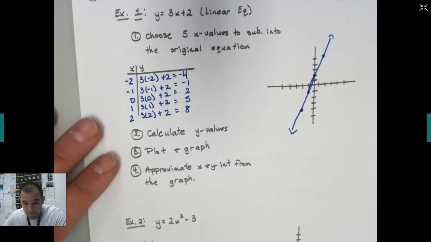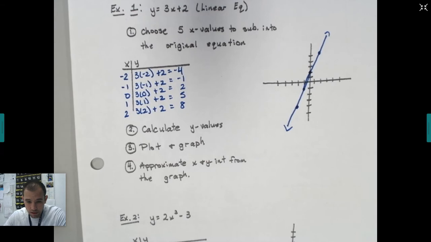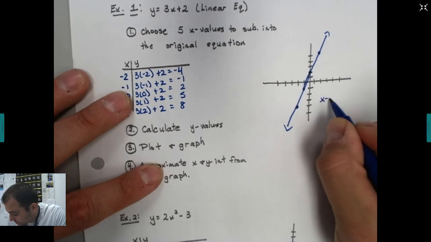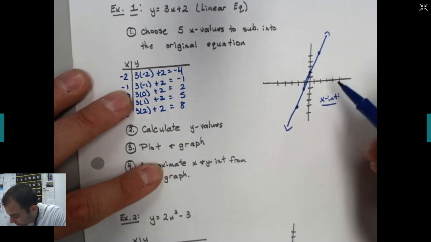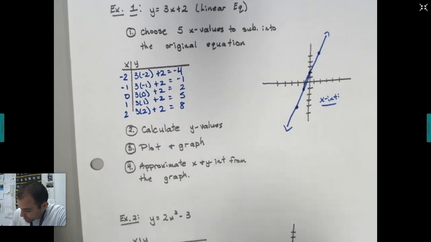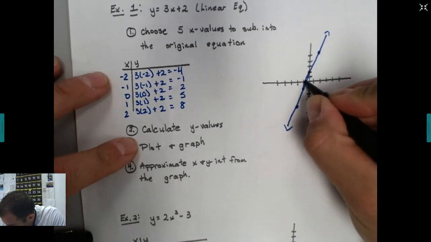So we plotted it and we graphed it. The last step is to try to approximate what you think the x and y intercept are. If you put it on Desmos, you're not really going to need to approximate because it's going to tell you exactly what it is. But for us, the x-intercept in this case, it looks like it crosses like right here.